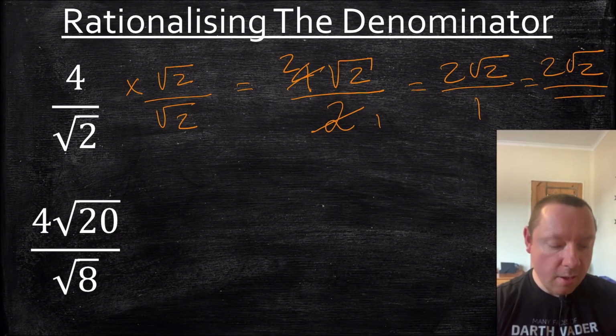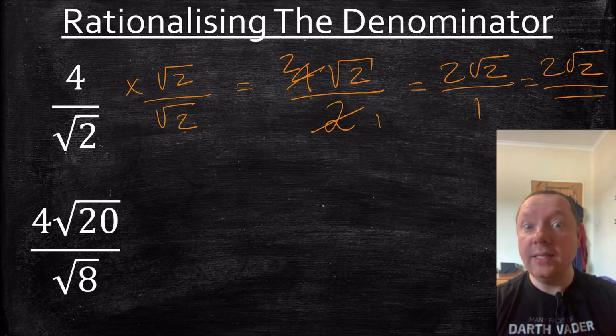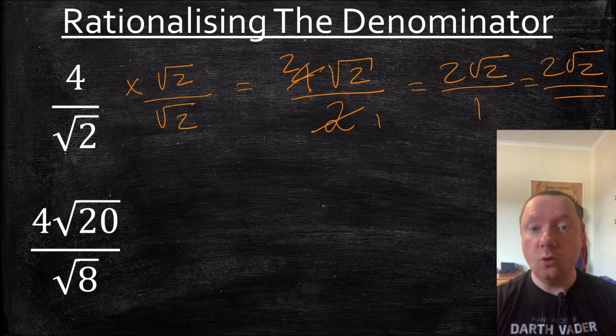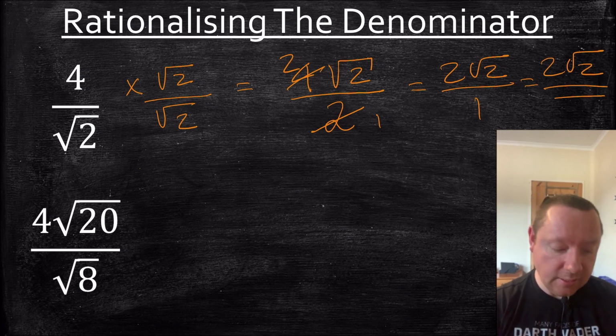Let's look at a harder one. 4 root 20 over root 8. There's 2 ways to do this. You can either simplify the surd on the bottom first, or you can just go ahead and straight away times. I prefer to simplify first because it makes the maths a little bit easier later on.